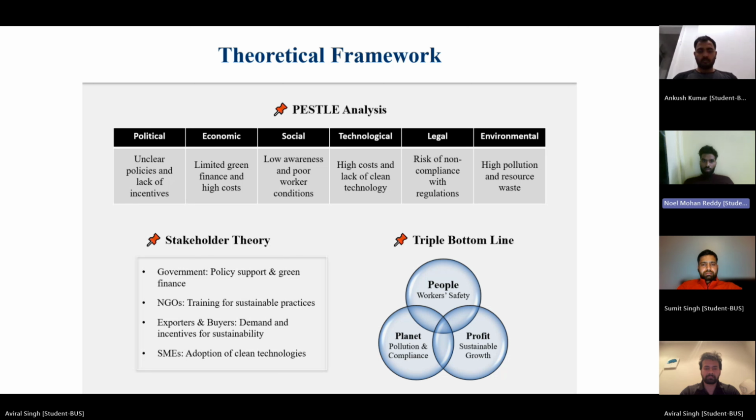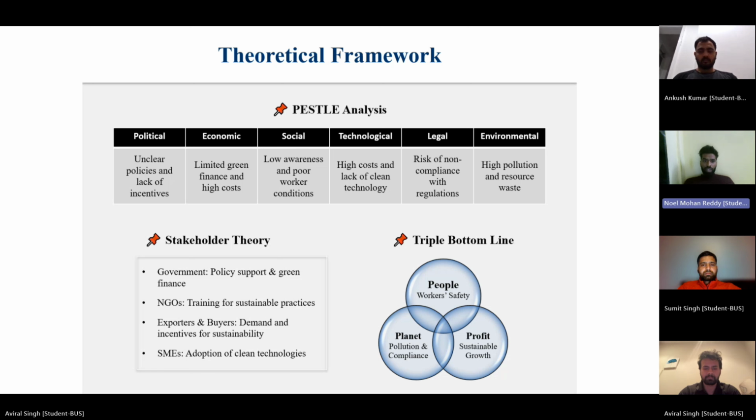To understand and solve these complex challenges, we grounded the research in three key frameworks: PESTLE analysis, stakeholder theory, and the triple bottom line. Starting with the PESTLE analysis. Political. The Indian government supports sustainability in policy but faces issues in consistent enforcement at the local level. Economic. SMEs work with razor-thin margins, making investment in green technology feel risky. Social. Consumer awareness is rising, especially among global buyers who demand ethical products.